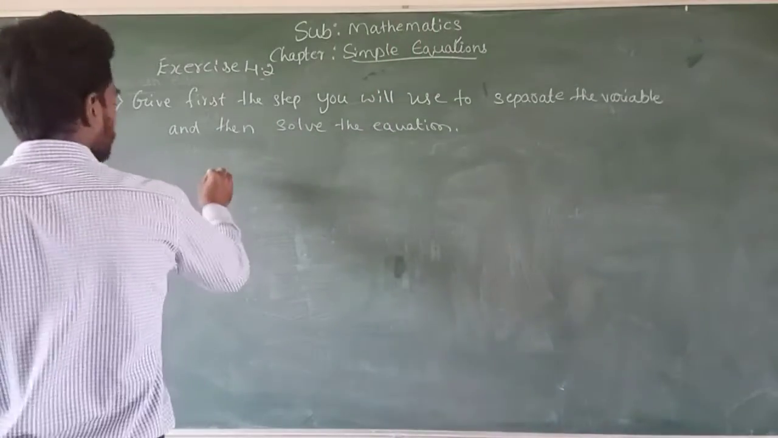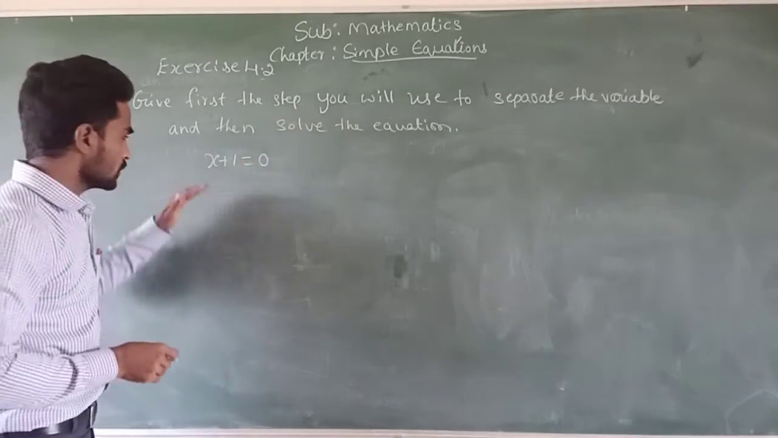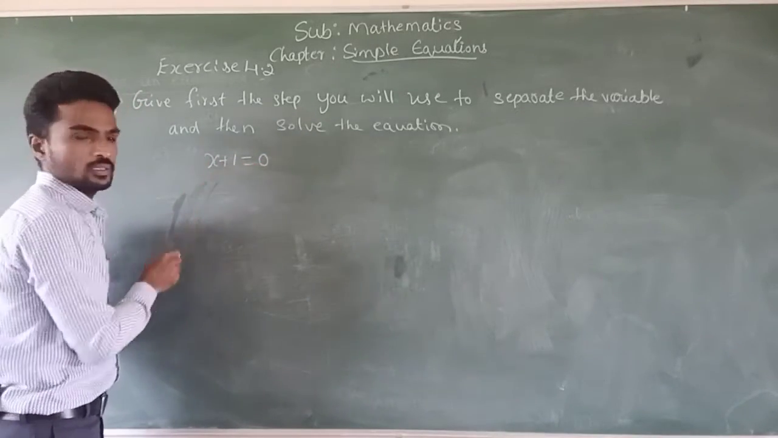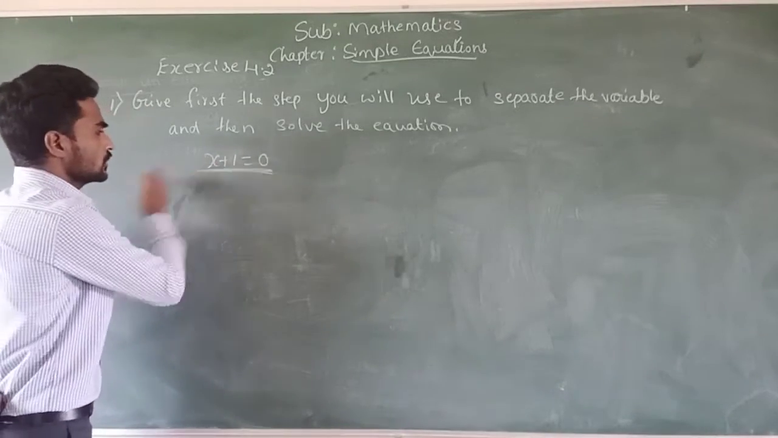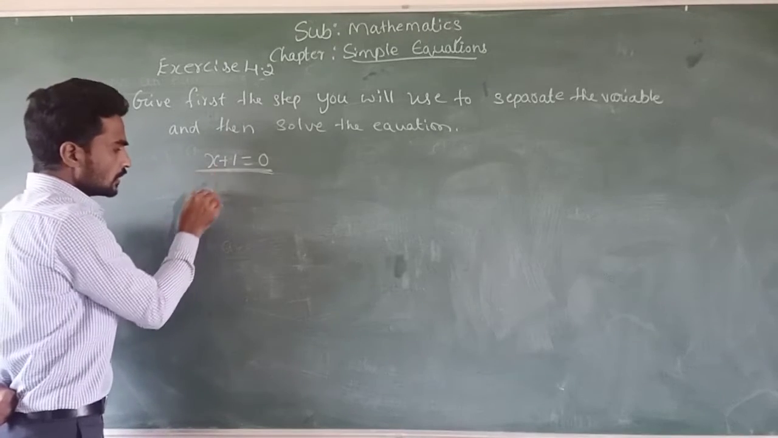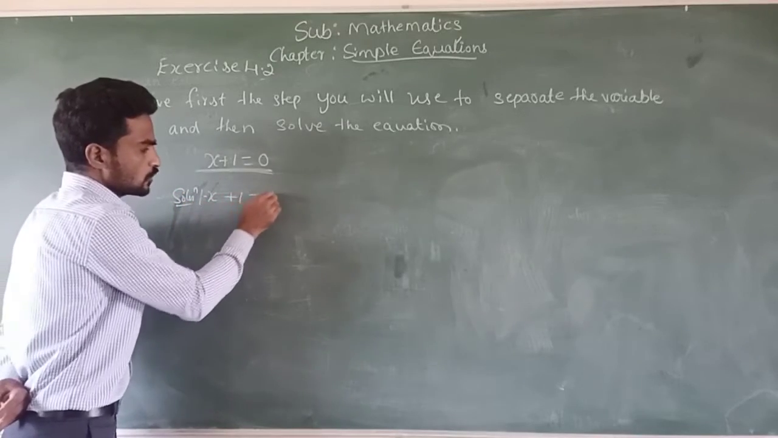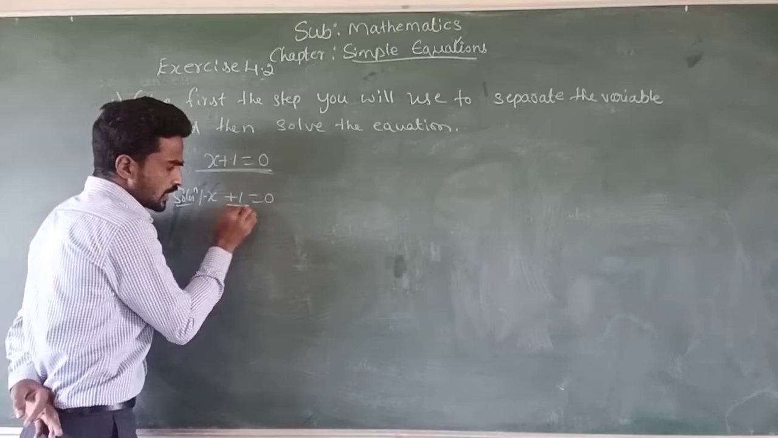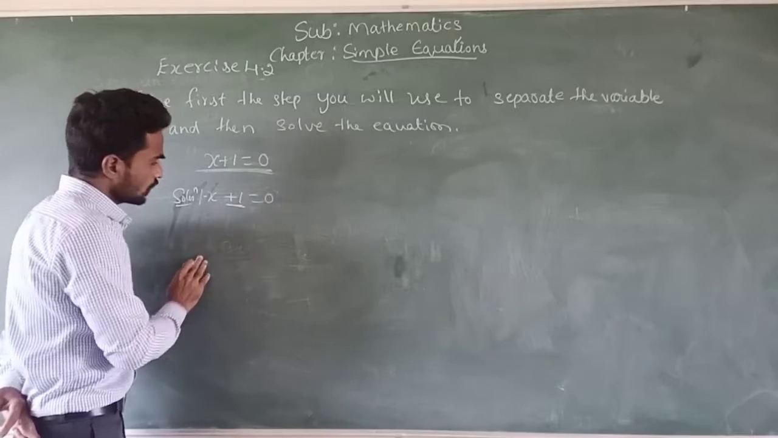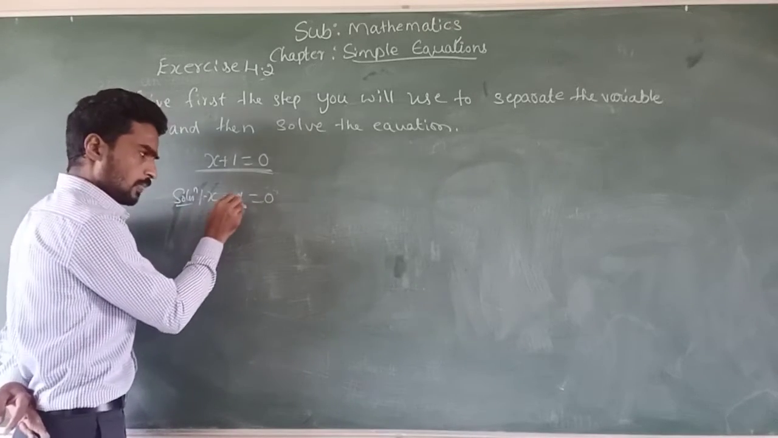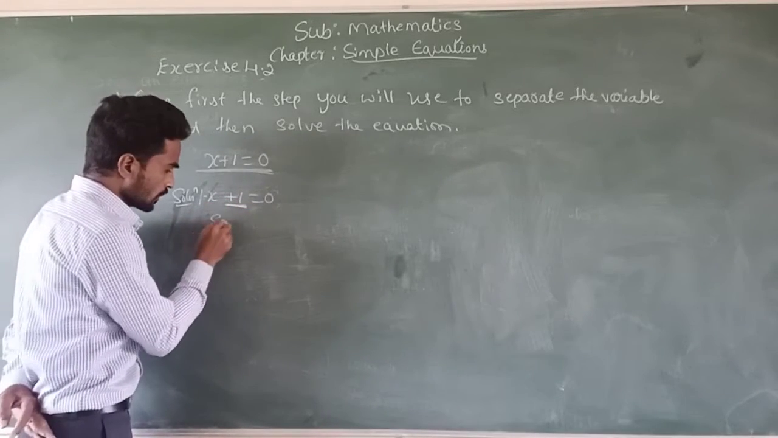Next one is x plus 1 that is equal to 0. This is the equation they are given. We can find out the solution of this equation. Then, they are given that x plus 1 is equal to 0. Here 1 is added to the variable x and the RHS side is equal to 0. Then for removing this plus 1, we can subtract 1 on both the sides.